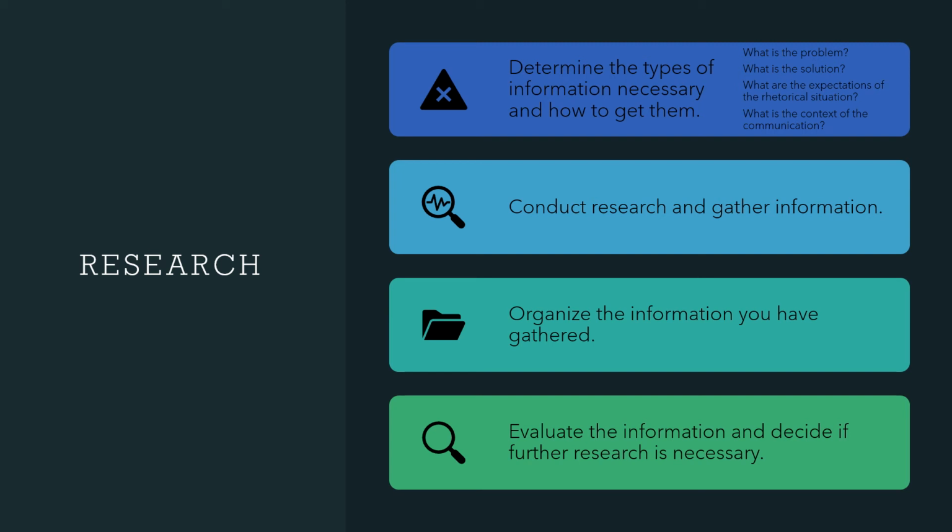Then, of course, you conduct your research and gather information, organize the information you've gathered, and make sure you evaluate the information and decide if further research is necessary, right? Sometimes as you research things, you realize, well, I need to know more things, and that's okay. It's not linear, right? This is something we can do recursively. Oftentimes, as we're researching, we find more things that lead us back to planning, for example.